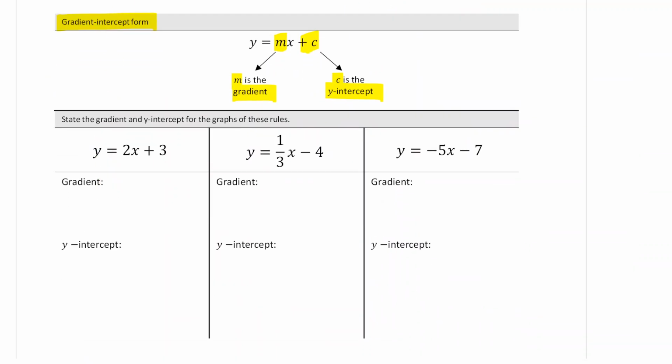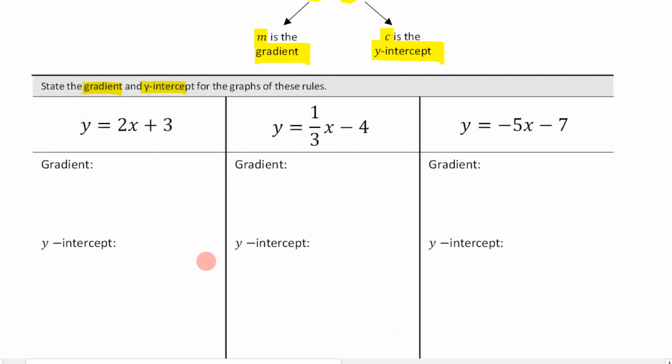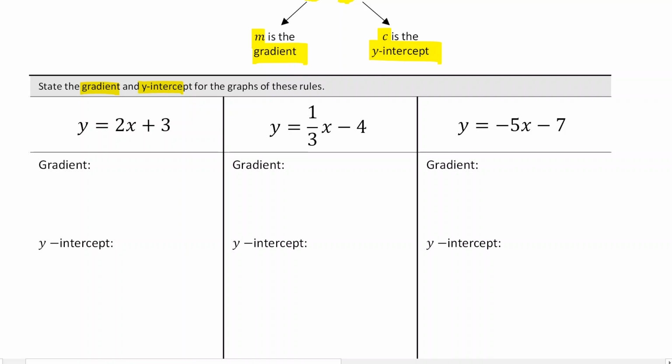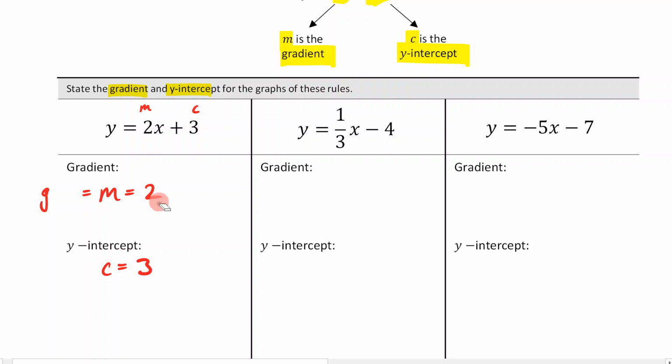So now, if we got a question like this, which says state the gradient and y-intercept for the graphs of these rules. Well, we're going to remember that this is in the form y is equal to mx plus c. So this is my m value, this is my c value. My m value is 2, so my gradient is 2. My c value is 3. So that means my y-intercept is 3. So my gradient is my m value, and my m value is equal to 2. My y-intercept is my c value, and my c value here is equal to 3.